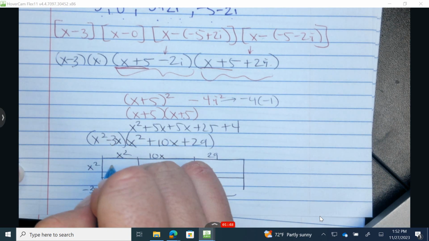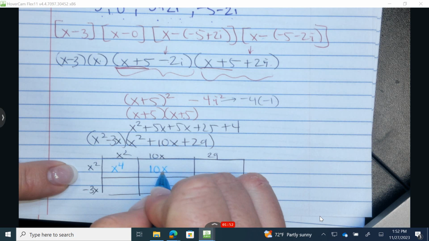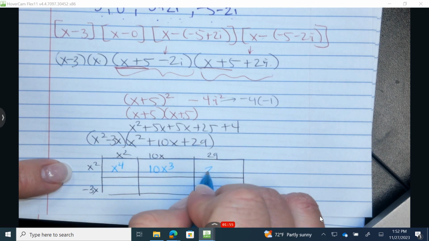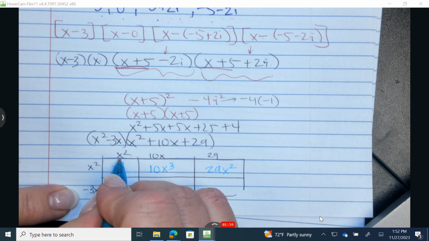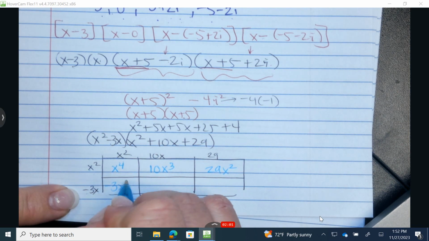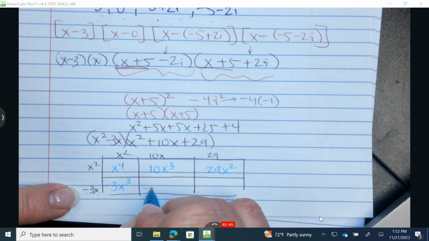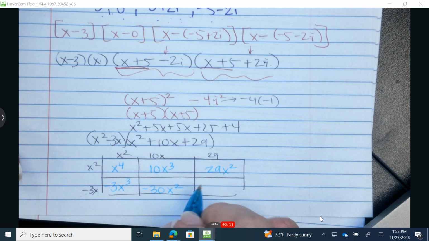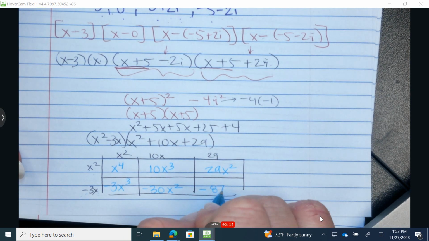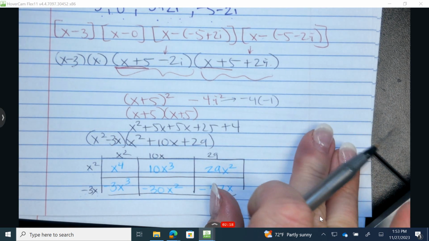x squared times x squared is x to the 4th. x squared times 10 is 10x cubed. x squared times 29 is 29x squared. Negative 3x times x squared is negative 3x to the 3rd. Negative 3x times 10x is negative 30x squared. And negative 3x times 29 is negative 87x.